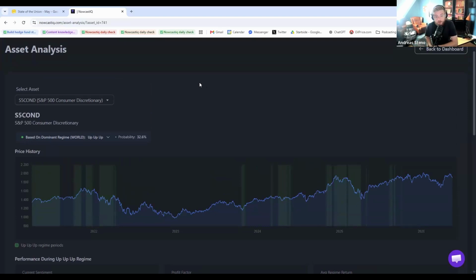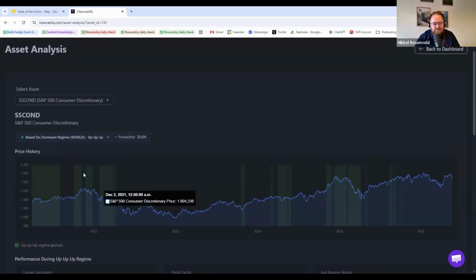The US consumer is probably doing better than feared. This asset analysis screen I just wanted to touch upon a little bit, Andreas, is a newcomer to the site. We've been using it for a while, and it essentially visualizes the past instances of the current macro regime and then calculates the average return essentially.